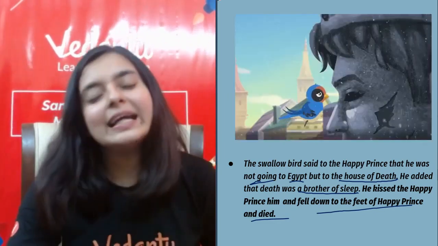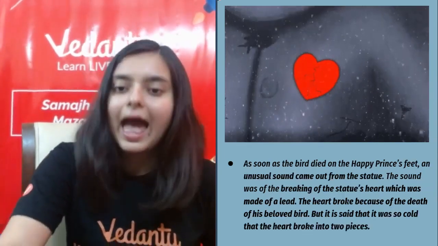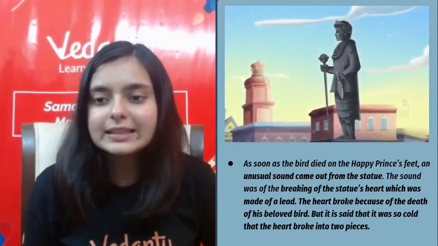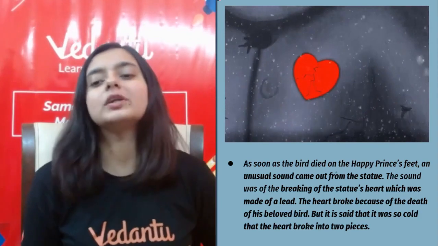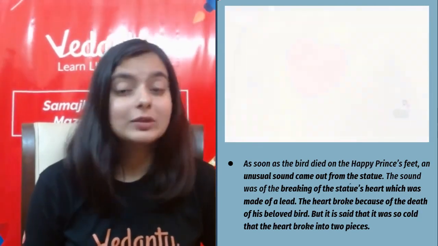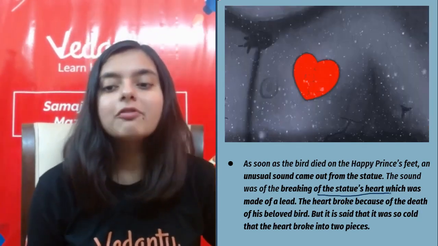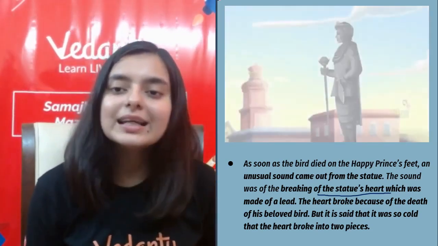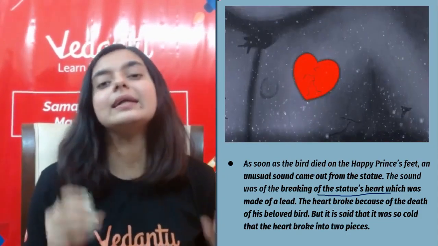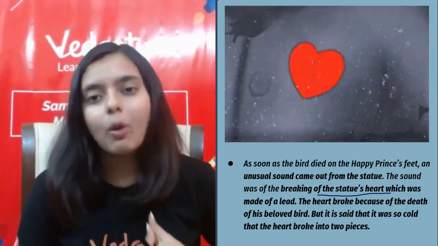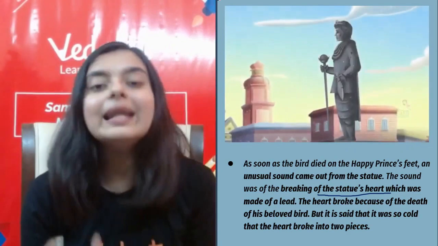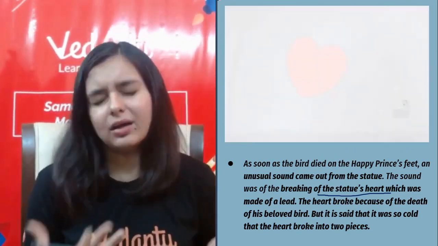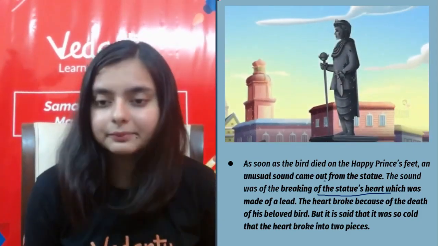Now, a strange thing happened after that. As soon as the bird died at the feet of the happy prince, there was an unusual sound which came from the statue. What was that sound? It was the breaking of the statue's heart, which was made of lead. So this moment is very touching, and it was a heartbreaking moment for the prince. Literally his heart broke when he saw the swallow dying.